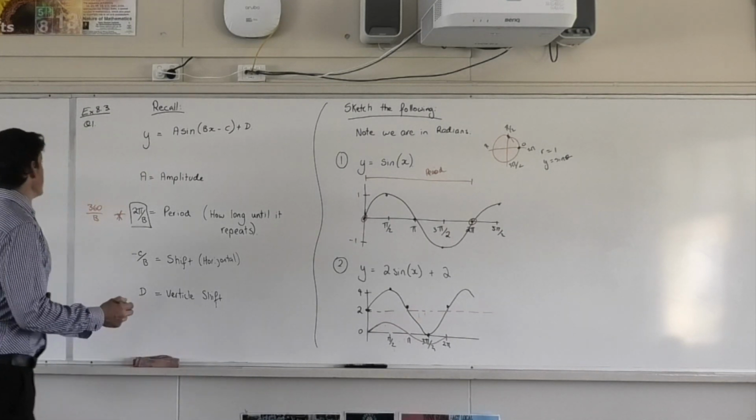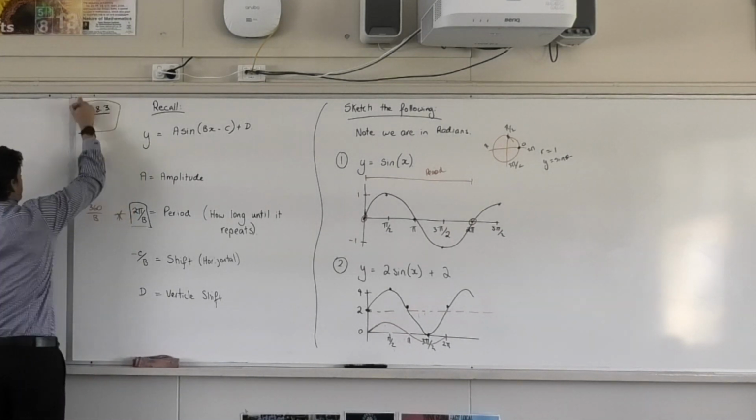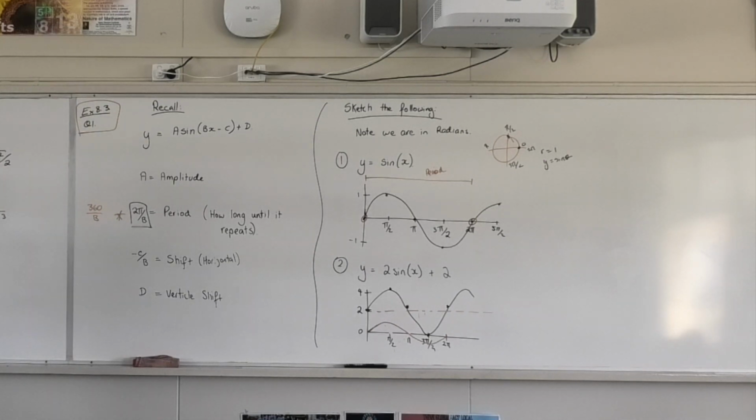So what I want you to do now is question 1 on exercise 8.3. It's asking us to simply look at an equation and calculate our amplitude and our period for the following functions. And then you're going to do question 3.